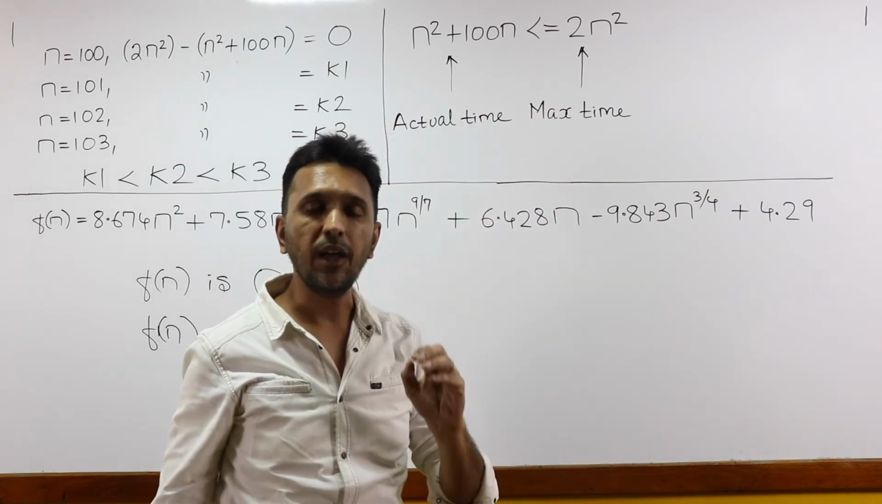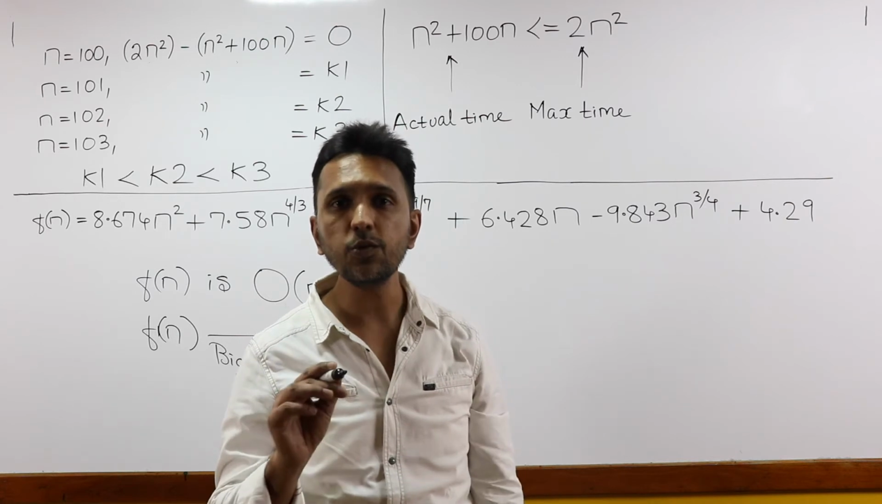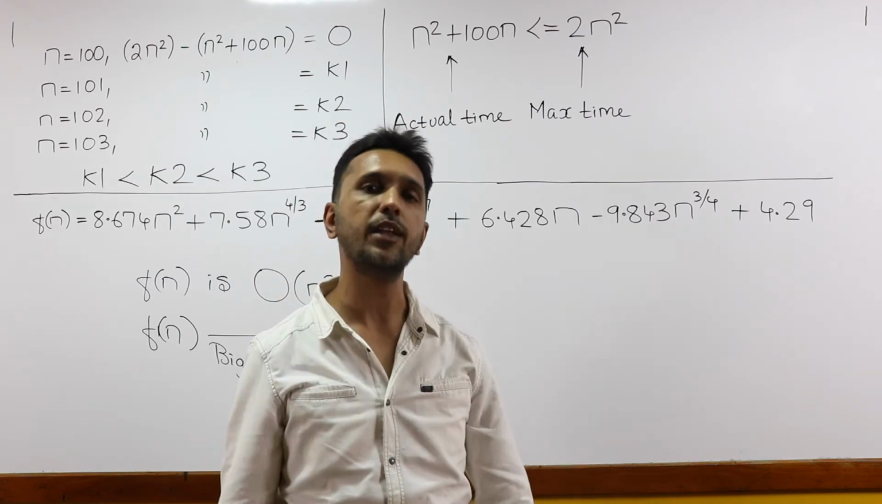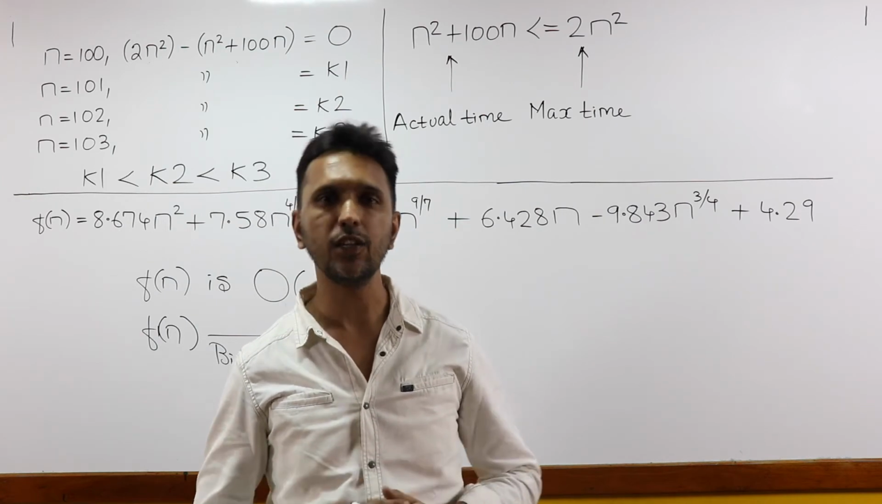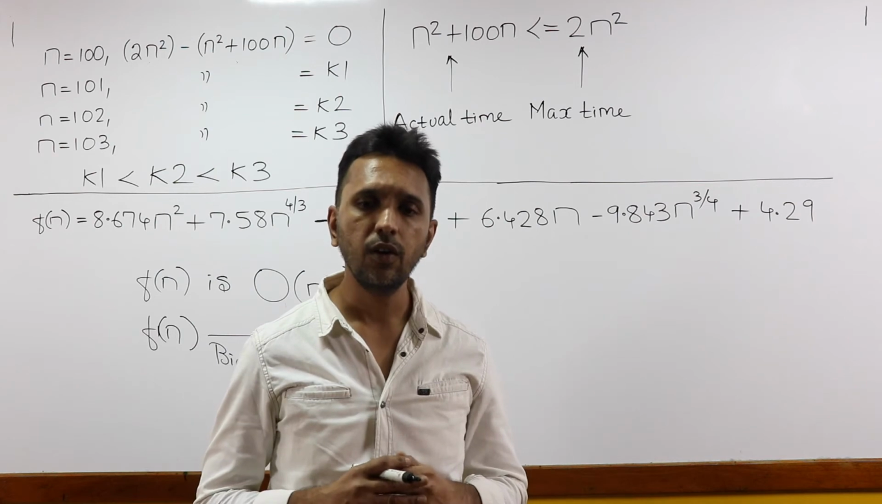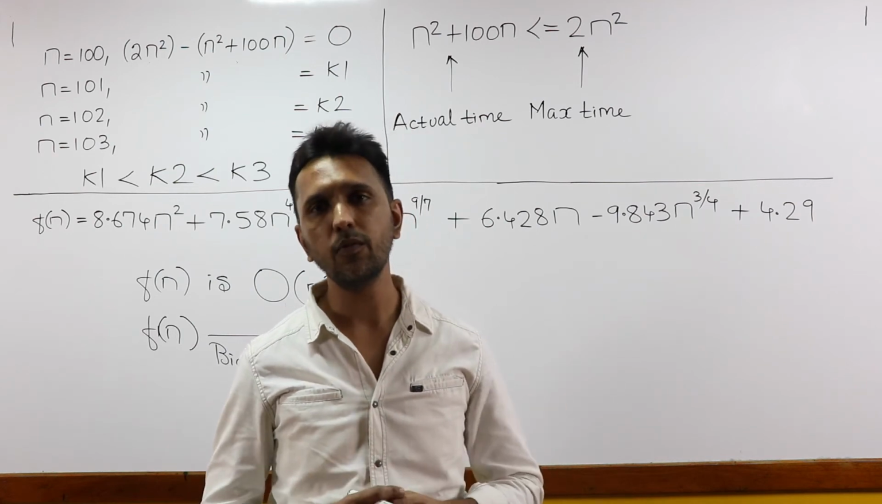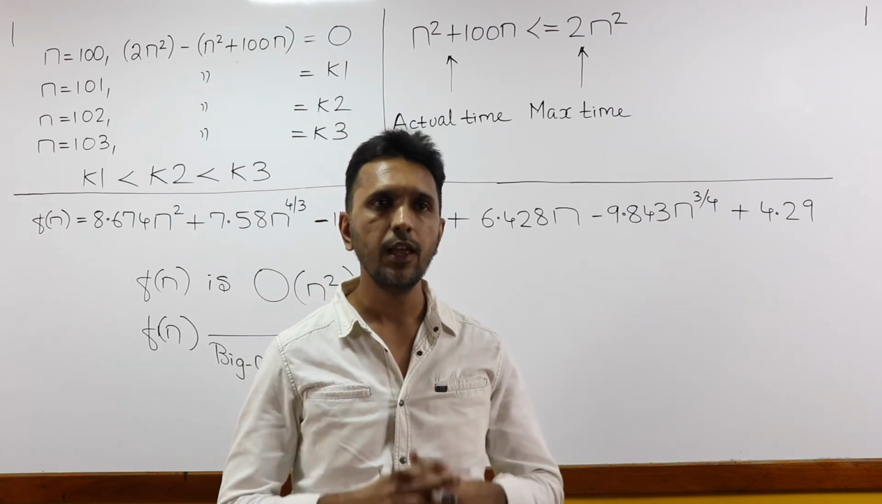So, the big O notation of any algorithm gives us the maximum time taken by that algorithm, and that is the second advantage of the big O notation. You may ask me, why is the maximum time of the algorithm so important? So the answer is very simple.